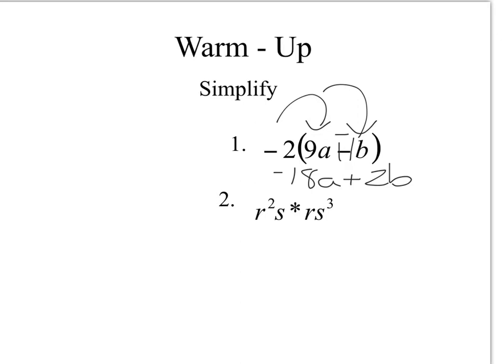Down here in the bottom, we're going to match up our like terms. I have 3 r's, 2 in the 1 in the other one gives me 3. My s's, I have 4 s's, so r cubed s to the 4th.